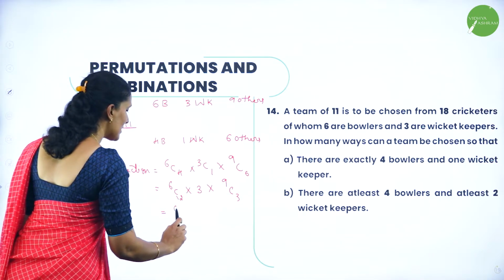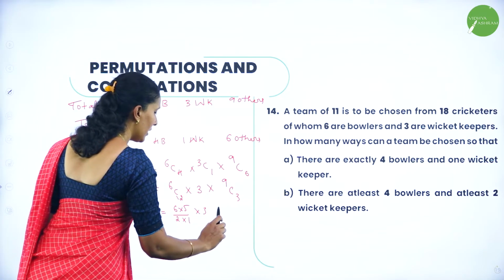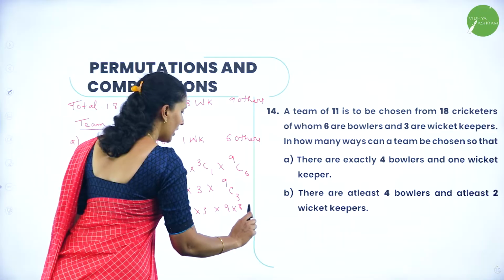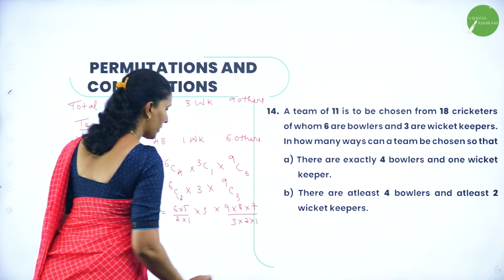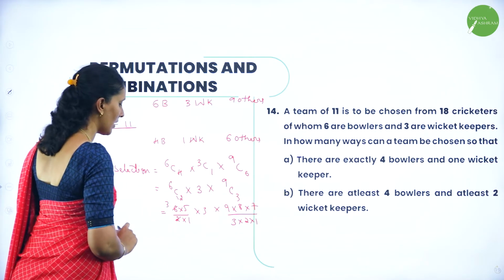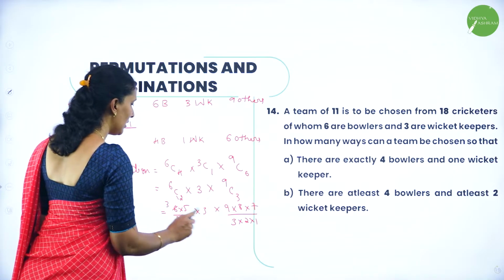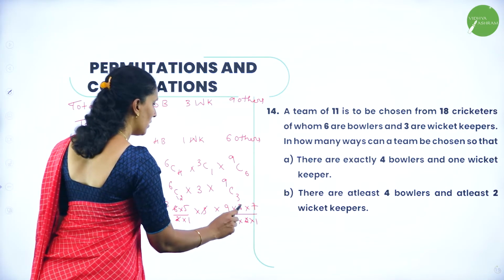I can write this as 6 into 5 by 2 into 1 into 3 into 9 into 8 into 7 divided by 3 into 2 into 1. So I can cancel here. 2 1s are 2, 3s are here. Again I can cancel 3 and 3 here. I can cancel 2 and 4 here.